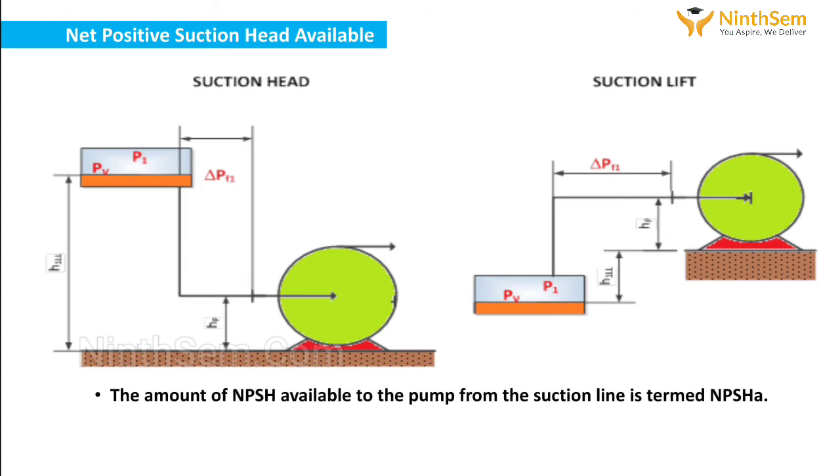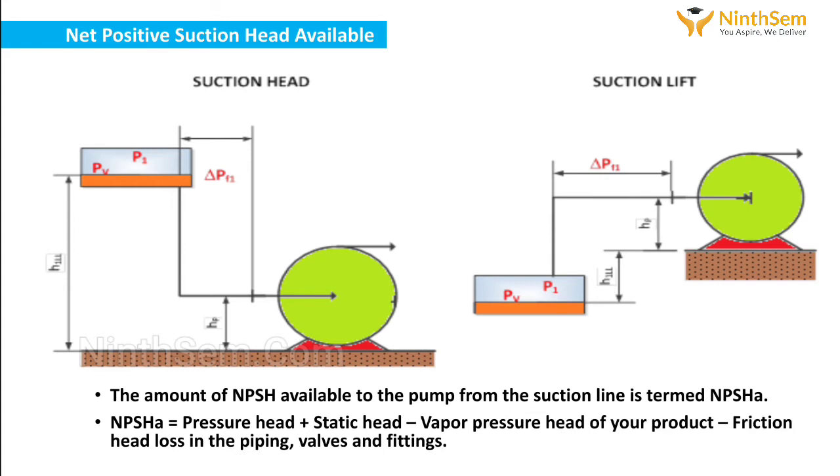So let's come to NPSHA, net positive suction head available. NPSHA is the amount of NPSH available to the pump from the suction line. Also, NPSHA is defined as the pressure head plus static head minus vapor pressure head of your product minus friction head loss in the piping, valves and fittings.